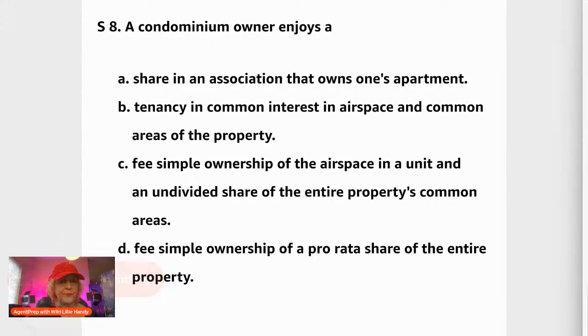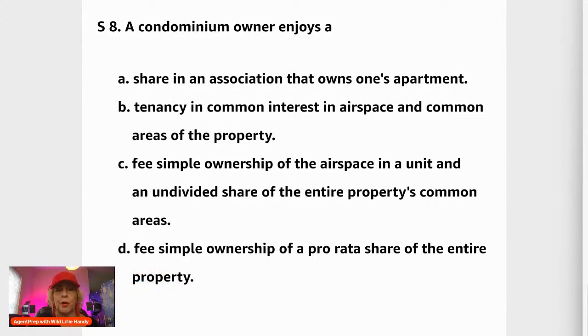So S7 with C. A condominium owner enjoys what? A, share in an association that owns one apartment. B, tenancy and common interest in airspace and common areas of the property. C, fee simple ownership of the airspace in a unit and an undivided share of the entire property's common areas. Or D, fee simple ownership of a pro rata share of the entire property. So we just did one similar, but not exact. So go ahead and type your answer in the chat.